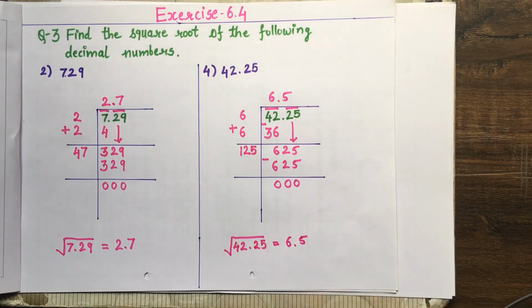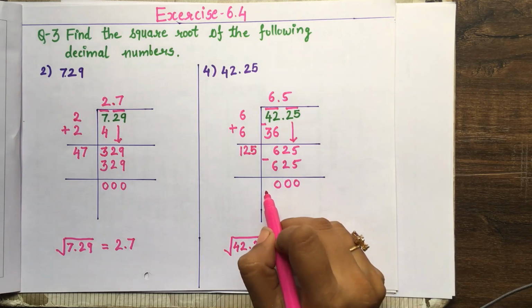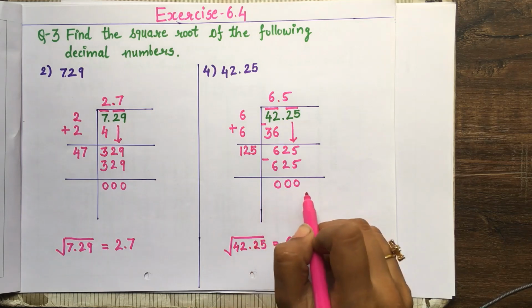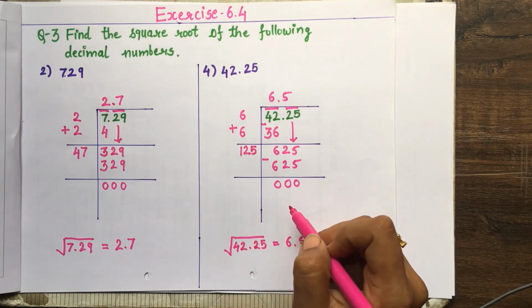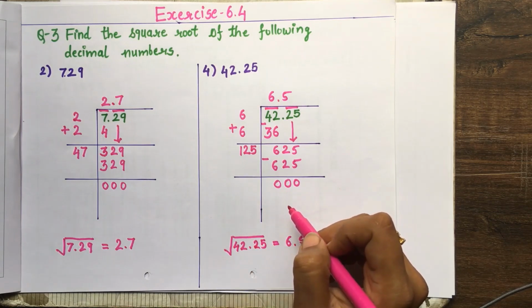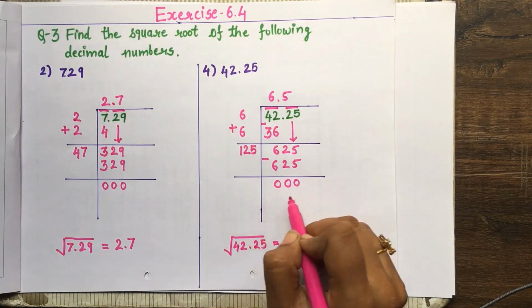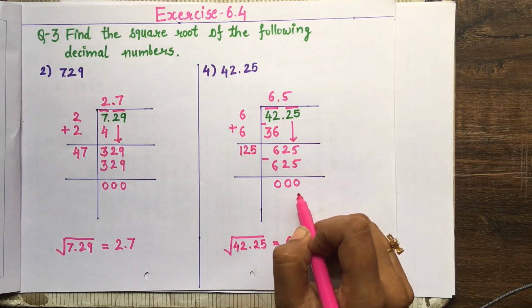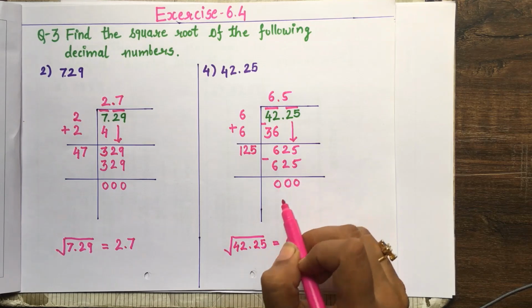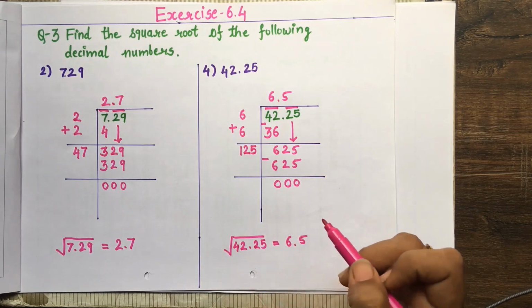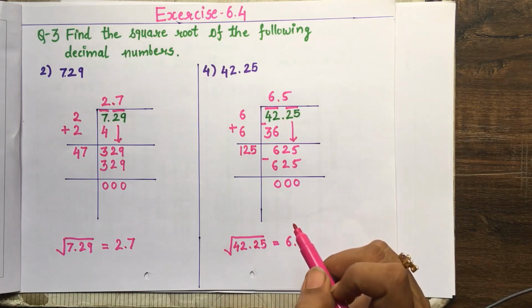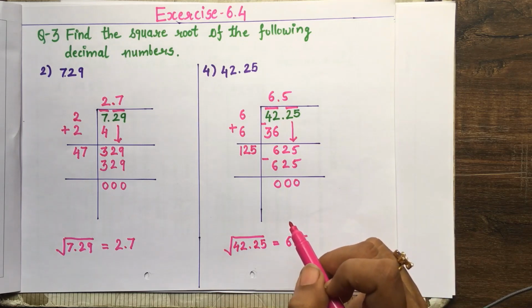Students, whenever you are given a perfect square number, remember that the remainder you get will always be 0. So if the number is a perfect square, only then will you get the remainder 0. Otherwise you will be left with some number over here. So this is how we can find the square root of a decimal number by the long division method.